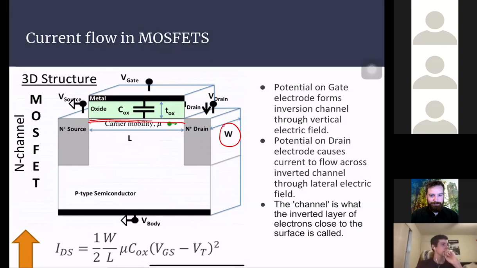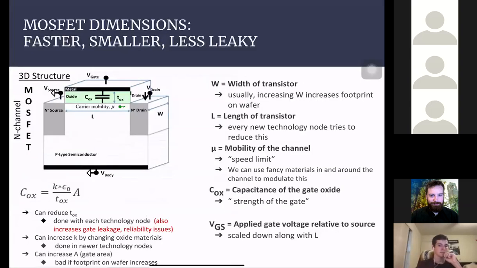Now, this is the equation for the current. The aim for us is to develop faster, smaller, less leaky MOSFETs. Regarding that, we need to reduce W to make it smaller. The length of the transistor is pretty important because every new technology tries to reduce this. When you decrease the width, it means a smaller transistor fits into the wafer.